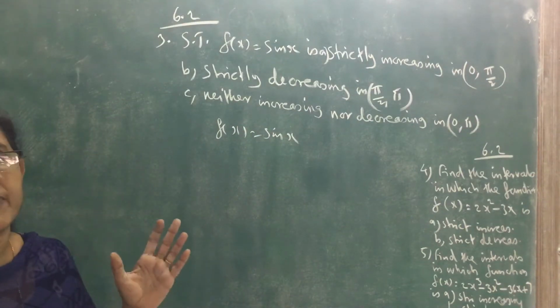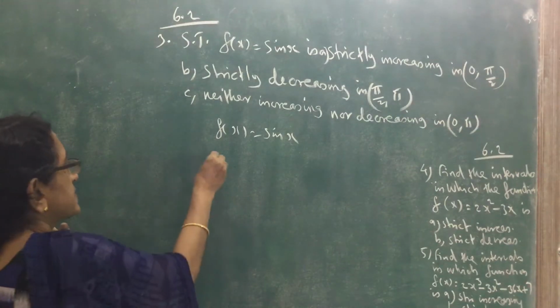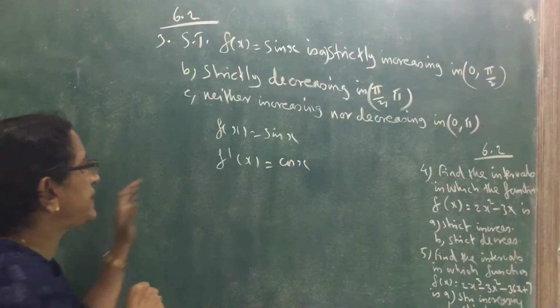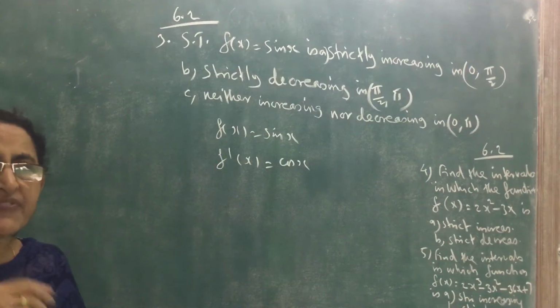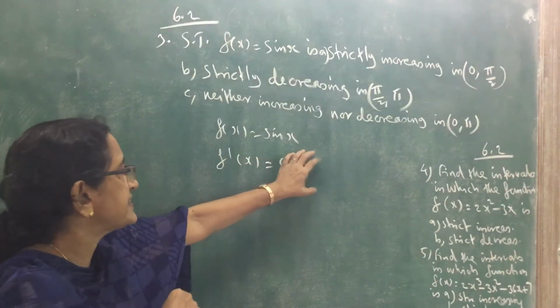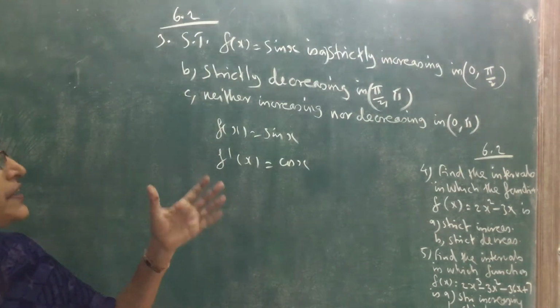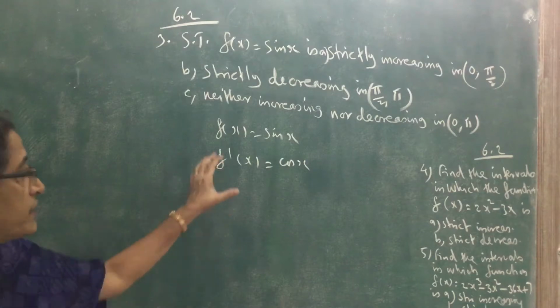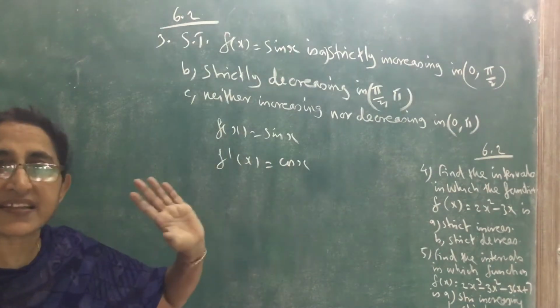Using the theorem, first we find the derivative. f dash x equal to cos x. The derivative of f of x is cos x. So if f dash x, this cos x, is greater than 0, we can say that in that interval it is strictly increasing. And if the derivative is less than 0, then it is strictly decreasing.